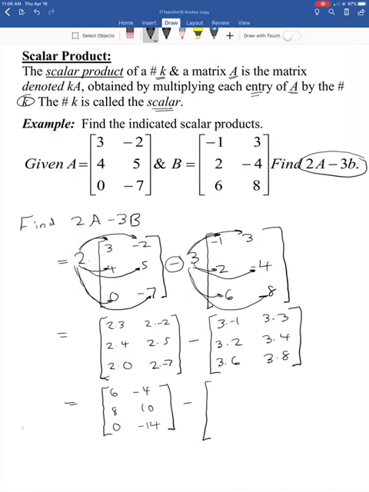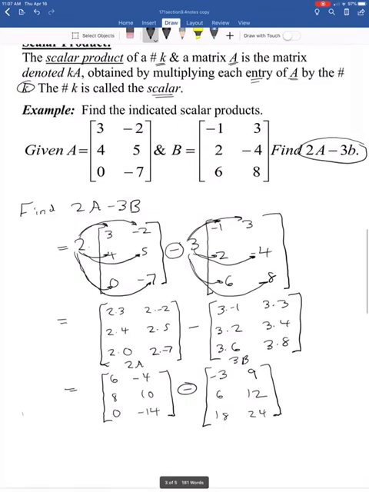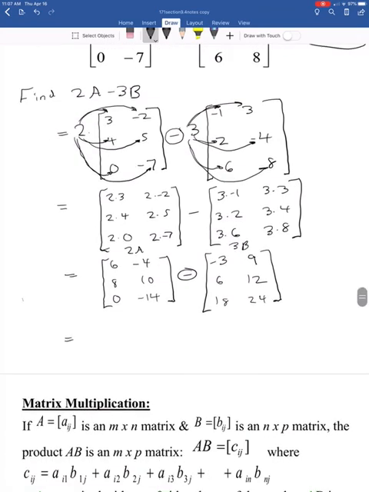Minus, and then in 3B, we had 3 times -1, -3. 3 times 3 is 9. 3 times 2 is 6. 3 times 4 is 12. 3 times 6 is 18. 3 times 8 is 24. So again, there's 2A and 3B. And our last step, we need to subtract. So let's find the difference.